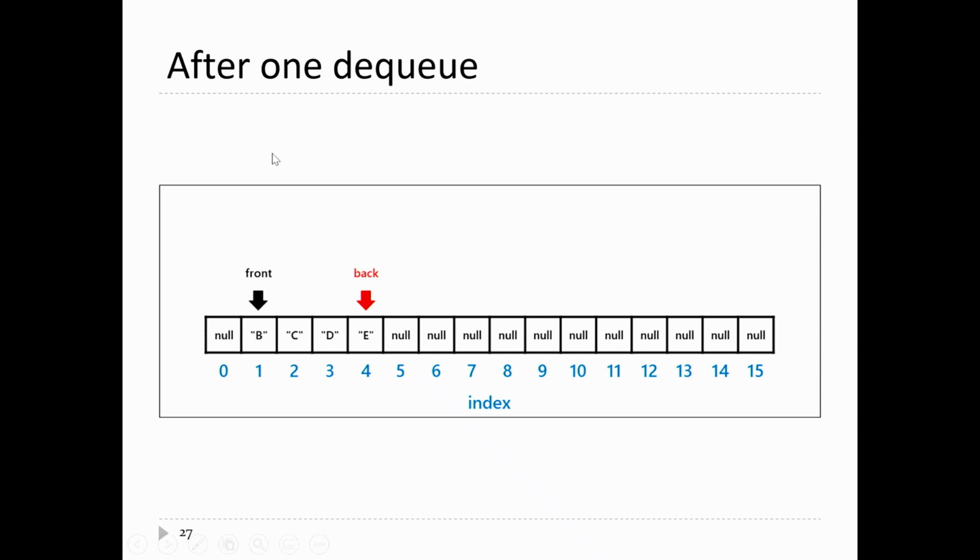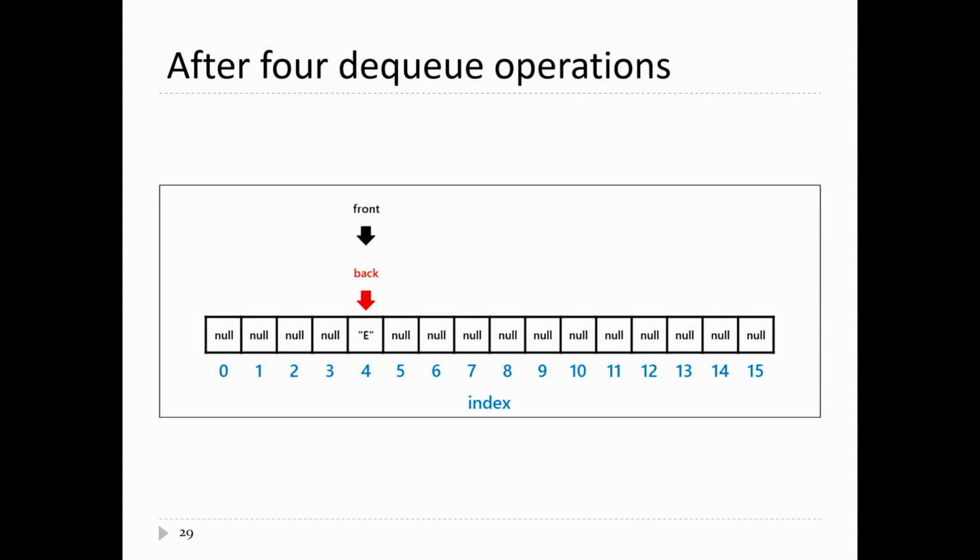DQ again. I'm going to remember that that's a B. Null out the element, move front one to the right, and then return the B. And so on, and so on. So if I DQ 2 more elements, front and back both point at the E, and I've got a queue of size 1.